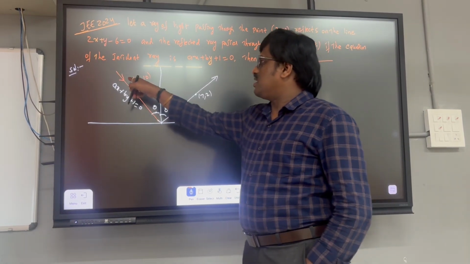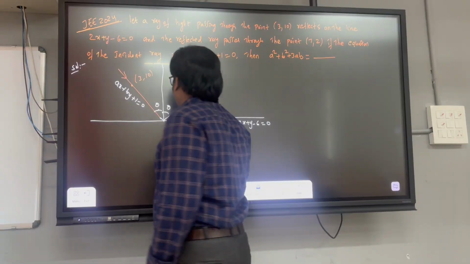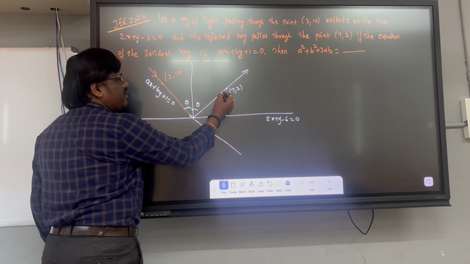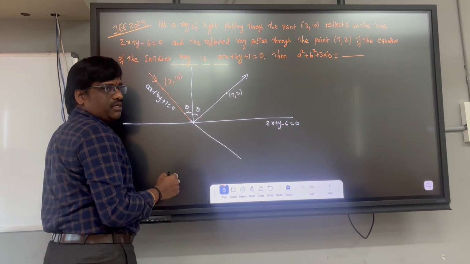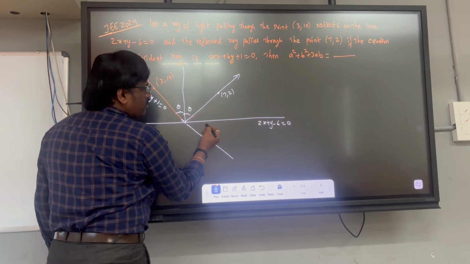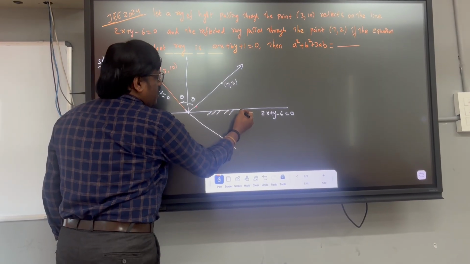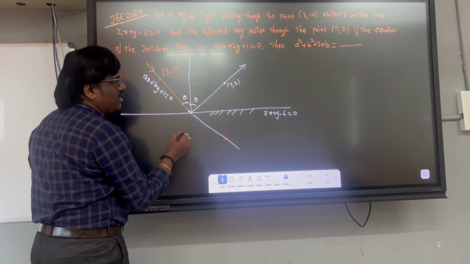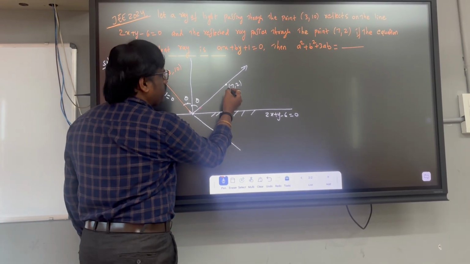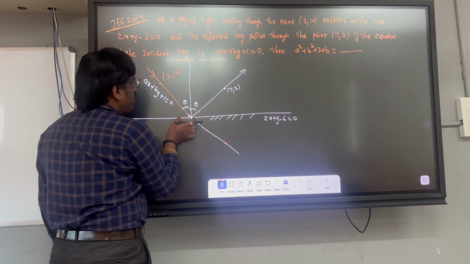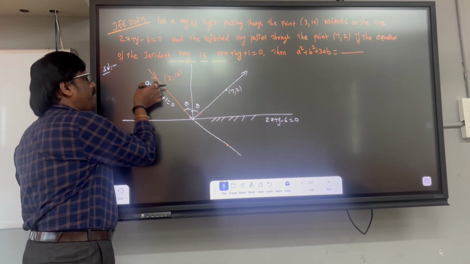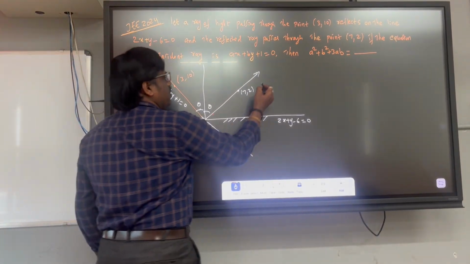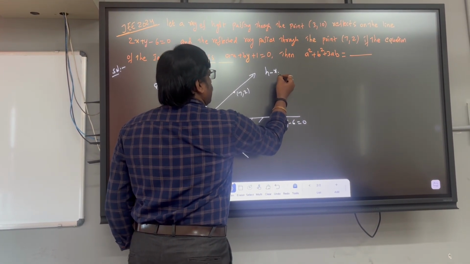Now we have to find the incident ray. The point (7, 2) with respect to this mirror line, if I find its image, will fall on this incident ray. So first I have to find the image of this point, and that will give you the incident line. Then you compare, you will get the a value and b value, and you can find the answer. Very simple. So first of all, we have to use the image formula.